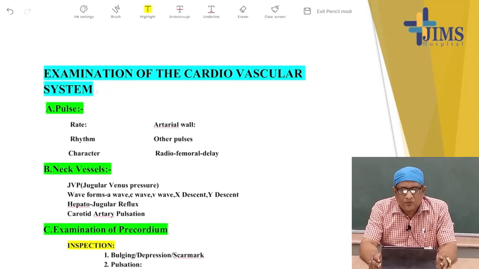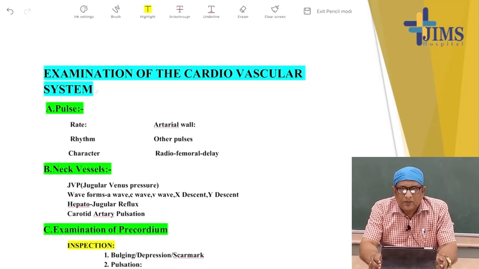So the pulse should be examined under the following headings. Number 1 is rate. What is the rate of the pulse? Whether it is in the normal range or not. If it is more than 100, we call it tachycardia. If it is less than 60, we call it bradycardia.